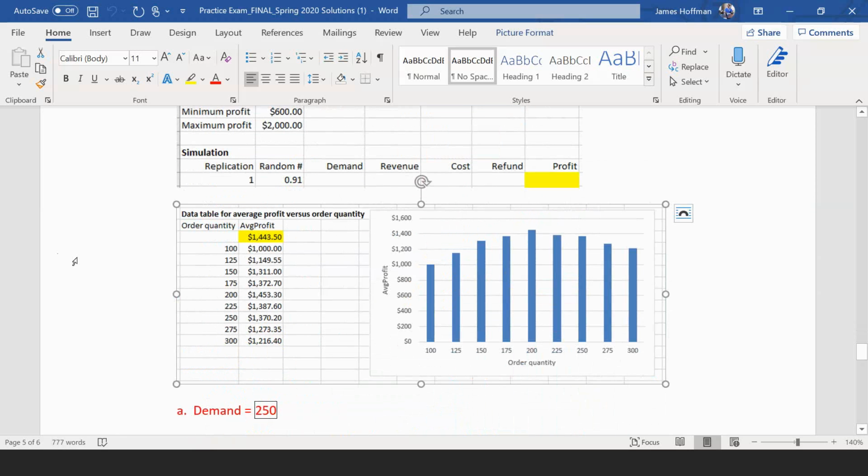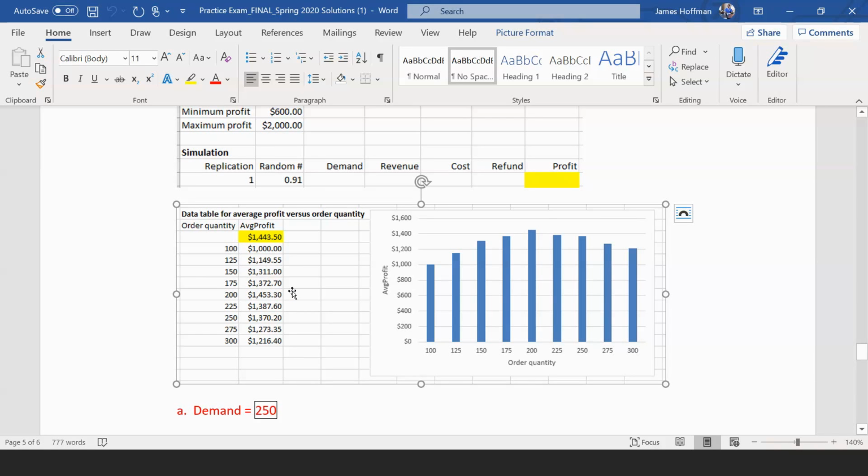Okay, so all you have to do here is look at both things. So which order quantity gave us the highest average profit for this simulation? You can see that it looks like this one, 200. So you can go confirm over here. These are the order quantities and the average profits. All right, so just go through and confirm what you saw on the chart.